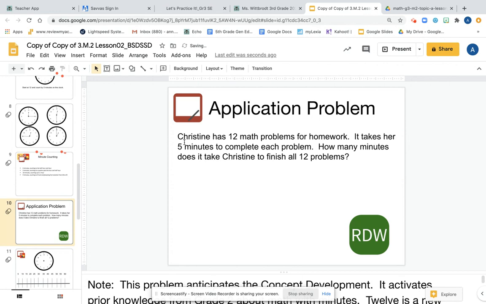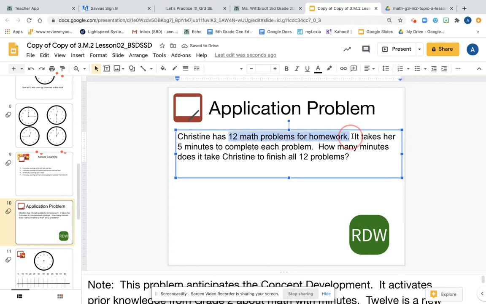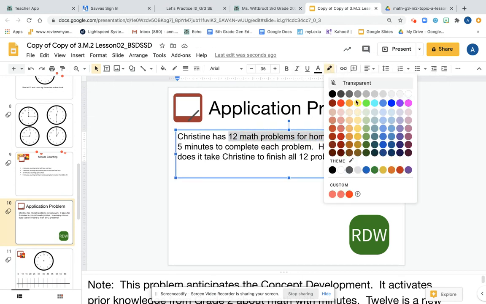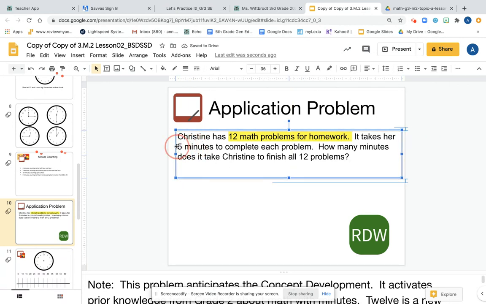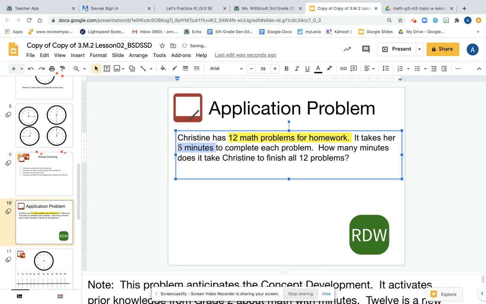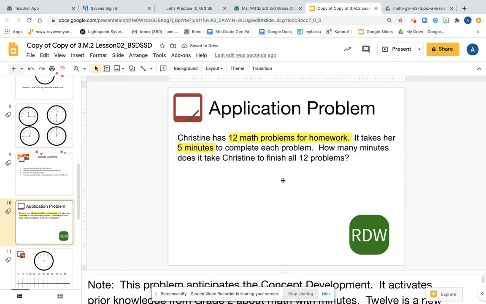So this says Christine has 12 math problems for homework. I'm going to highlight where it says that. It takes her 5 minutes to complete each problem. How many minutes does it take her to finish all of them?